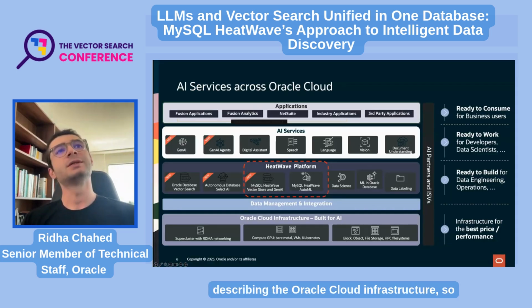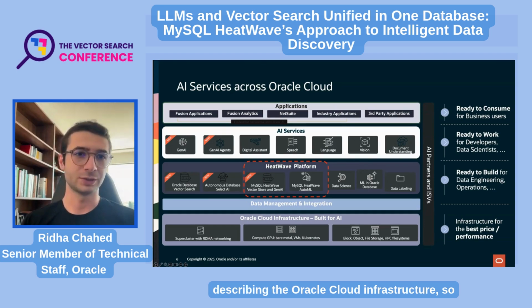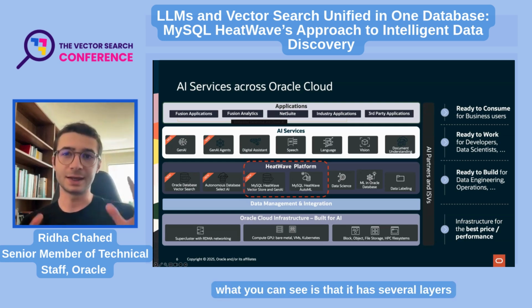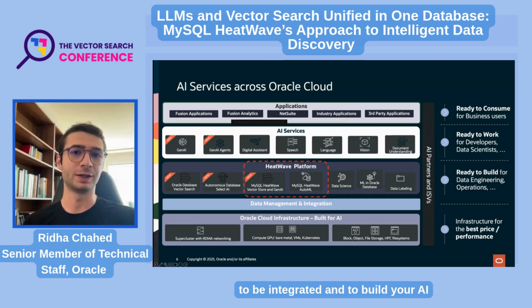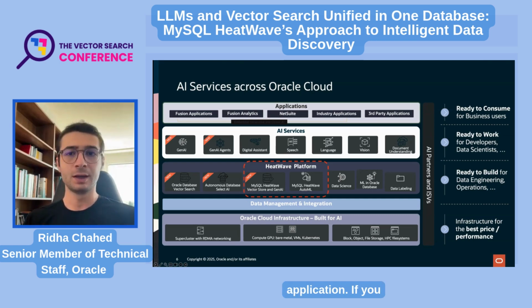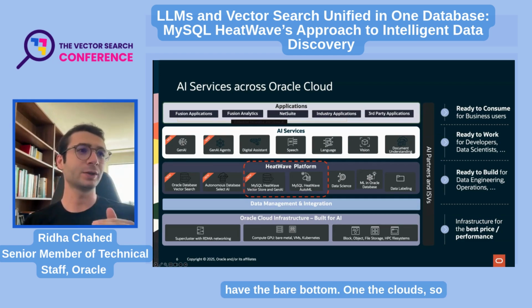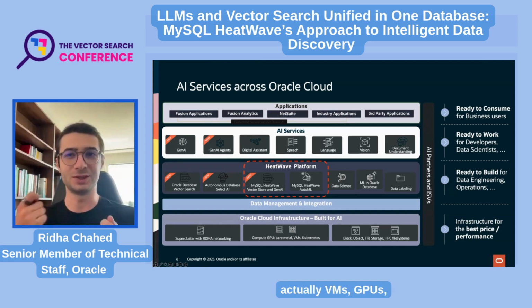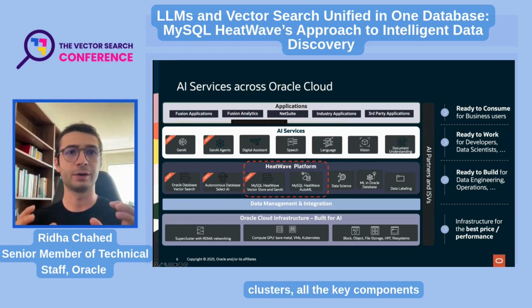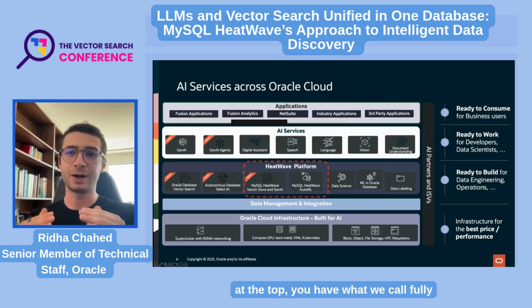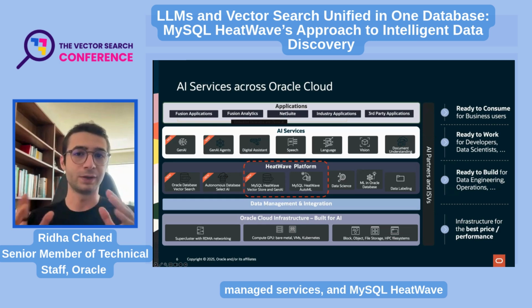So this is a diagram describing the Oracle Cloud infrastructure, so OCI, the Oracle Cloud. And what you can see is that it has several layers to be integrated and to build your AI application. If you start from the bottom to the top, at the bottom, you have the bare bone of the cloud. So actually VMs, GPUs, clusters, all the key components to build your AI applications. And at the top, you have what we call fully managed services. And MySQL HeatWave is one of them.